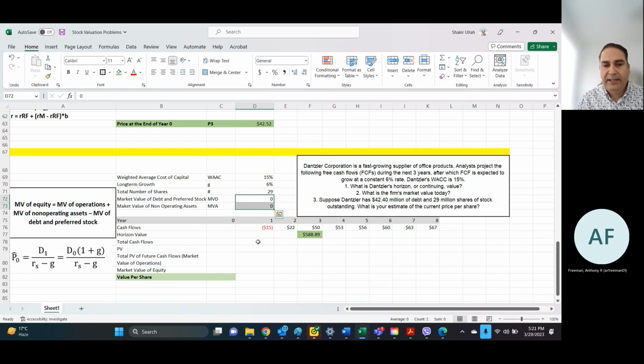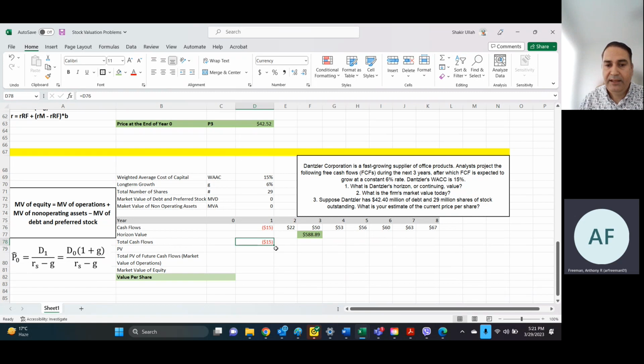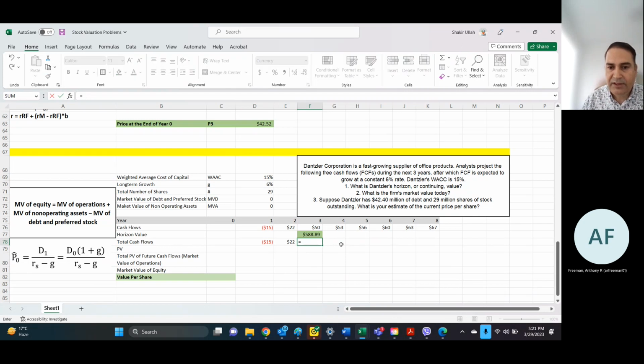So in order to calculate the market value, we need to find the present value of all of these cash flows. So what is the total cash flow that we will be getting if we buy this firm? Next year, we will receive, or we will have to pay $15 million. Those will be additional cash outflow from us. And then in year 2, we will receive $22 million. But in year 3, we will be receiving the $50 million cash flow.